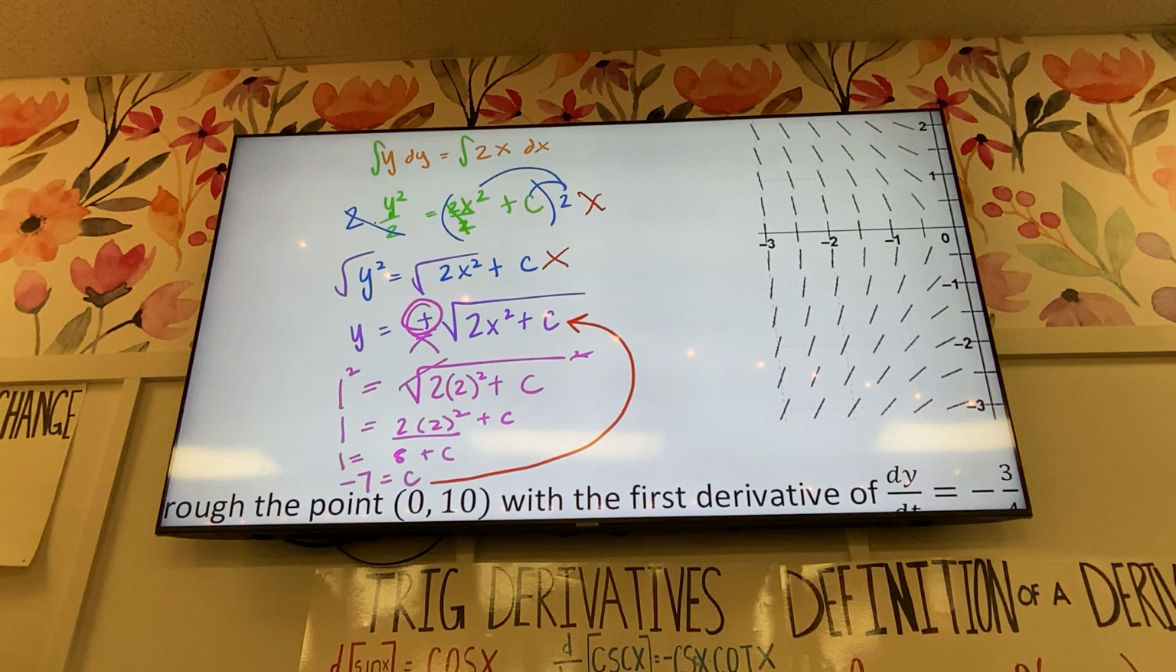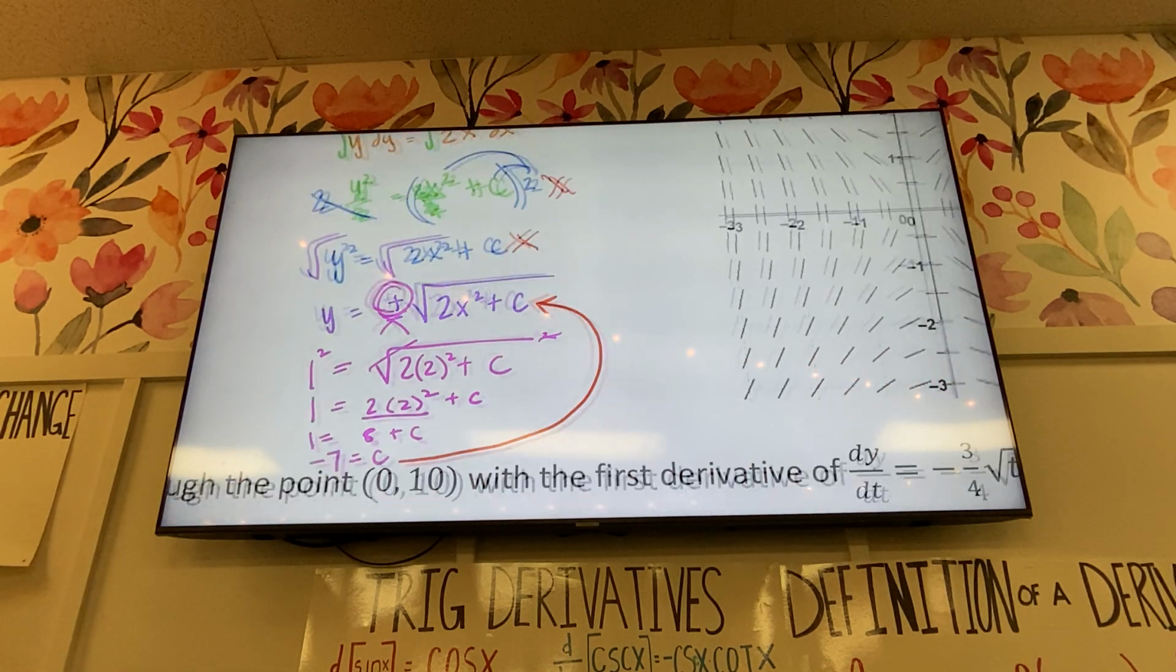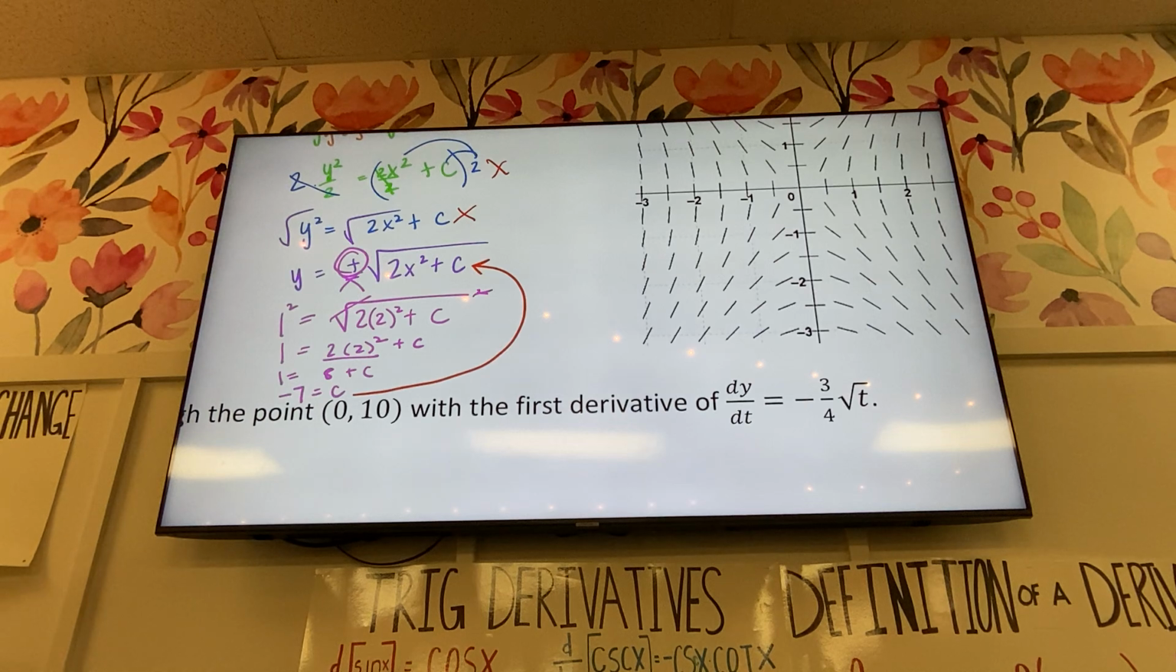Because we multiplied by 2. Right, because we multiplied by 2 and then we took a square root, so we've changed the c. So that's why when you plug your c back in, you plug it into your very last step of simplifying for y. Don't plug it into any of those previous ones. That's the mistake that people make. All right, so my final answer is going to be y equals, it's the positive square root, not the negative, 2x squared minus 7.